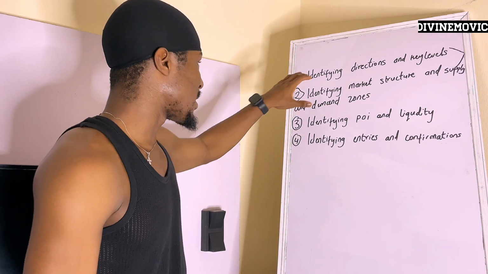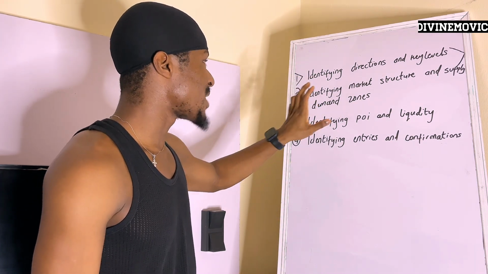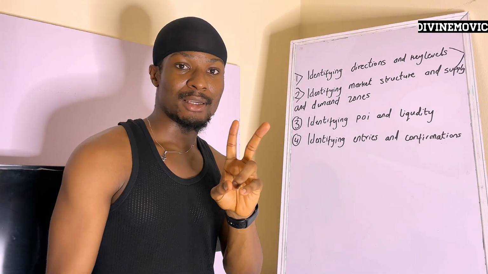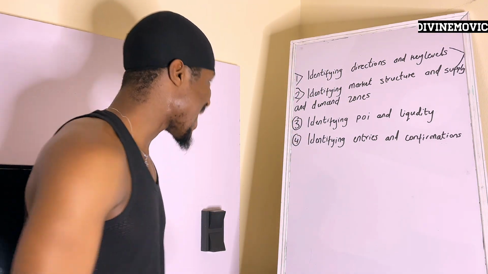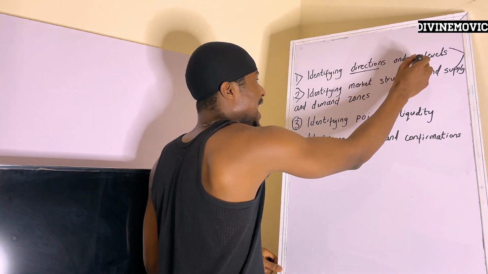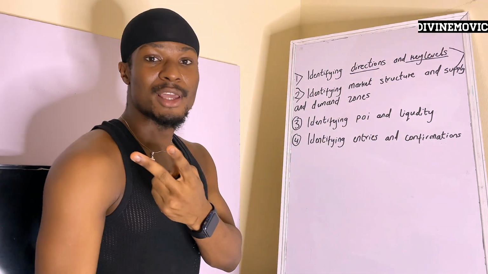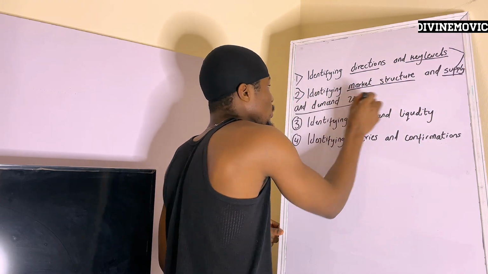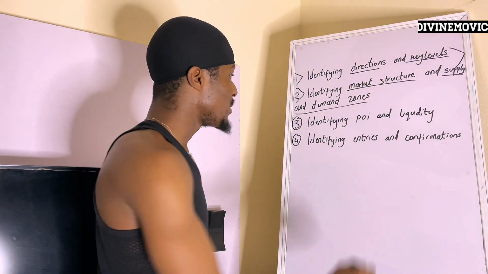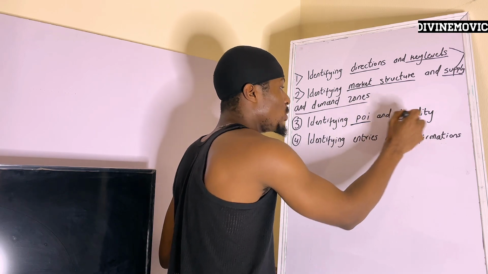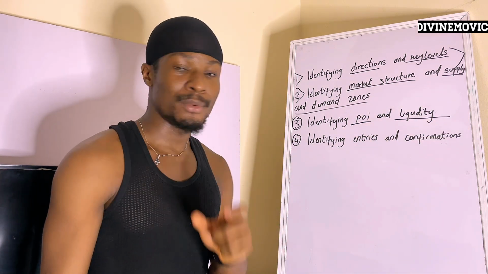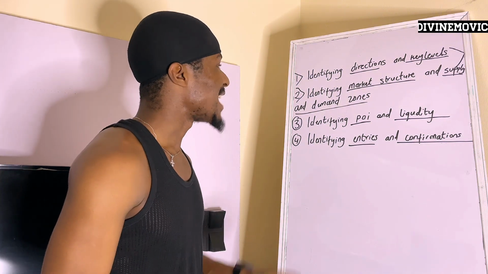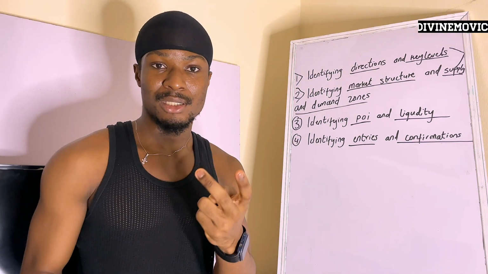Now, let's look at the first step here. I want you to observe something in these steps, that at every step, you are doing 2 things. For example, the first step, you're identifying direction and key level. Second step, you're identifying market structure and supply and demand zones. Third step, you're identifying POI and liquidity. And the last step is your entries and your confirmations. At every step, you're looking for 2 things.